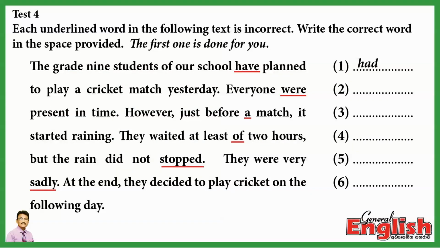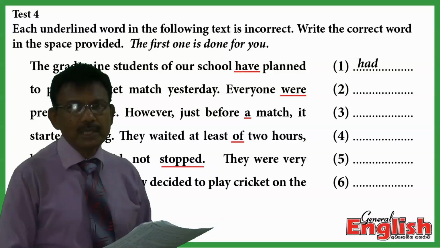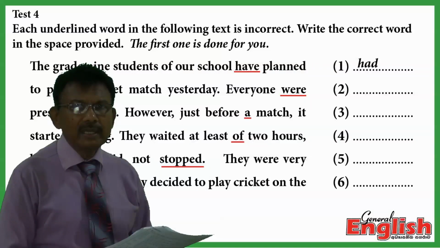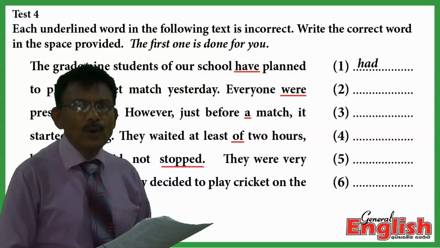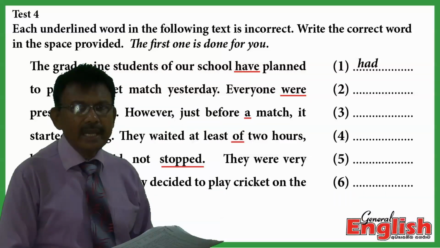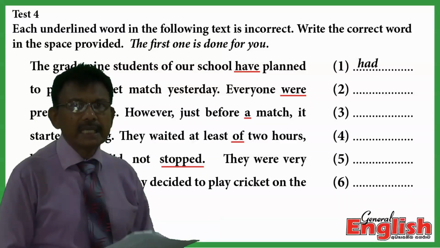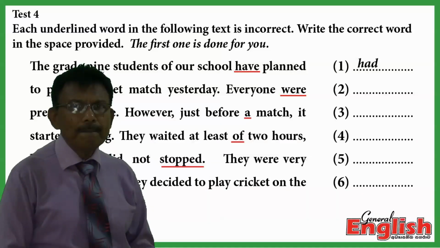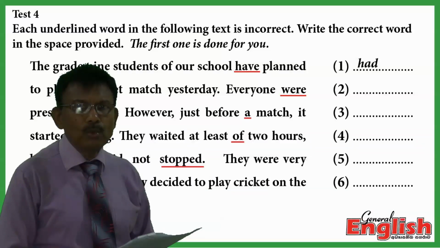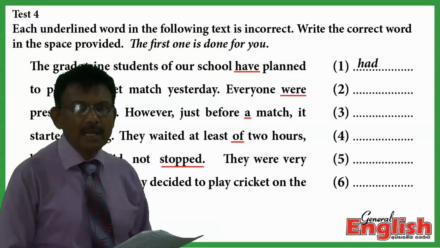Everyone were present in time. Can we say everyone were? No. The word were is underlined. We can't say everyone were. Why? Everyone is a singular subject. Everyone, everybody, they are singular. So, with singular subjects, we must use a singular verb. Were is a plural be verb, the plural form of the be verb in the past tense.